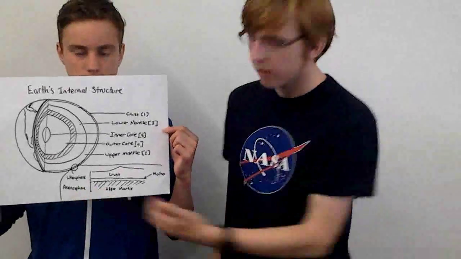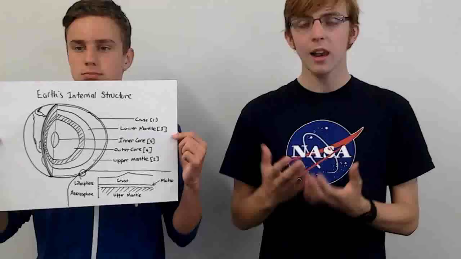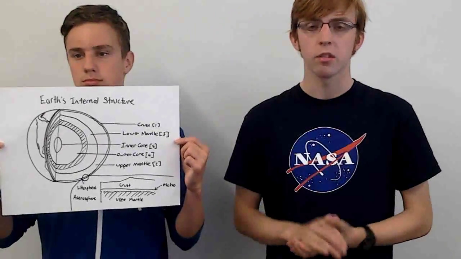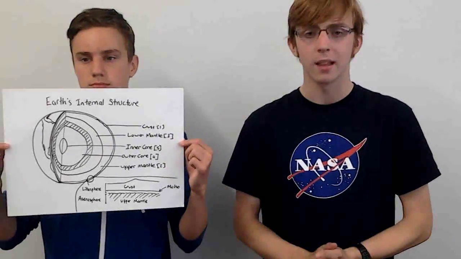We also have the asthenosphere, which is the liquid part of the upper mantle's lower section, transitioning into the lower mantle. That is all. Wasn't that interesting? Now, on to Connor for continental and oceanic plates.